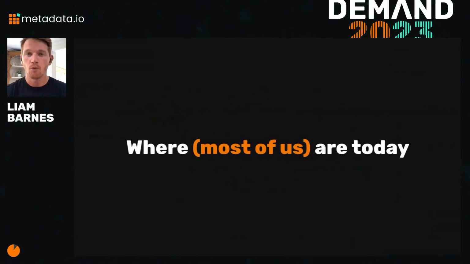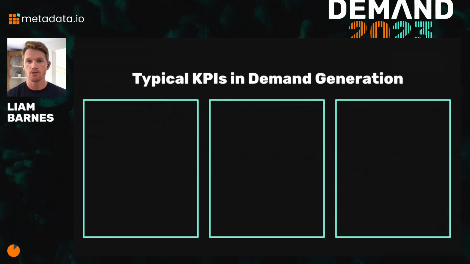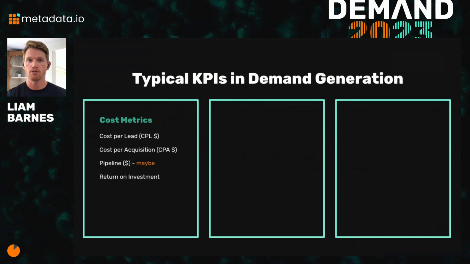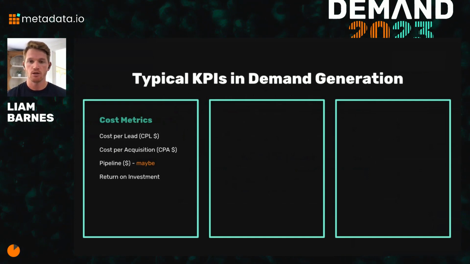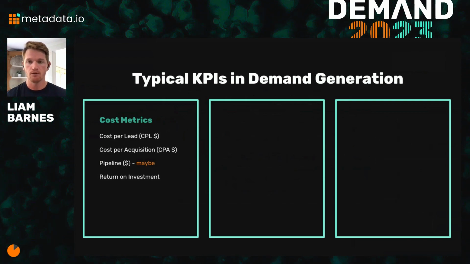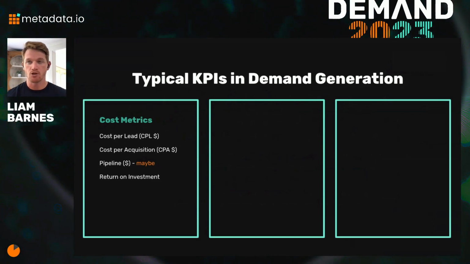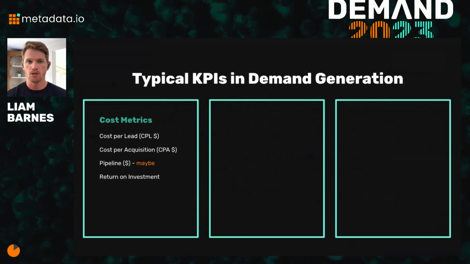So I wanted to kind of discuss where most of us are today when it comes to measuring demand, right? And it looks a little bit something like this. And I'm going to break it down into kind of three different categories. First one is going to be cost metrics, which are typically in the form of a cost per increment, right? So you see cost per lead, cost per acquisition, pipeline, maybe if you are being measured on that, right? Return on investment, things like that. These are typically the cost metrics that finance wants you to be looking at.